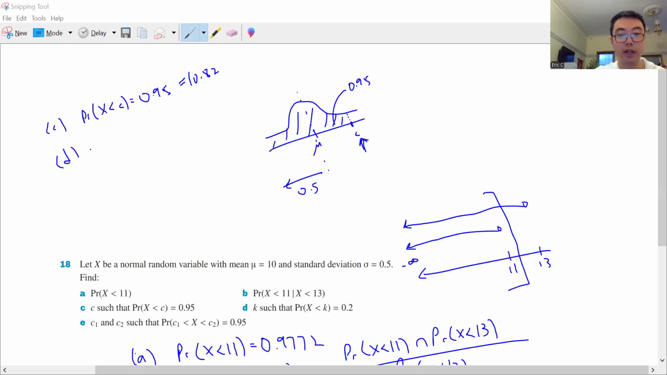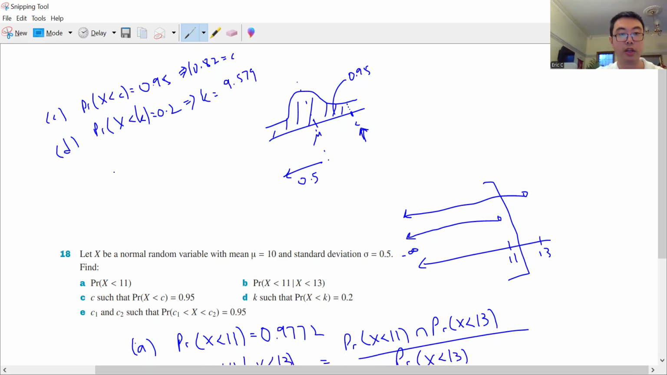So part D is going to be find K such that probability of X less than K is 0.2. So same thing, probability of X is less than K is equal to 0.2. In this case, you have to use the inverse norm again on the CAS. So it's the same steps, but we're just changing the area under the graph to be 0.2. So just go to 0.2 and go enter. So the answer is going to be 9.579. So basically the same steps as before, but we're just changing the area.